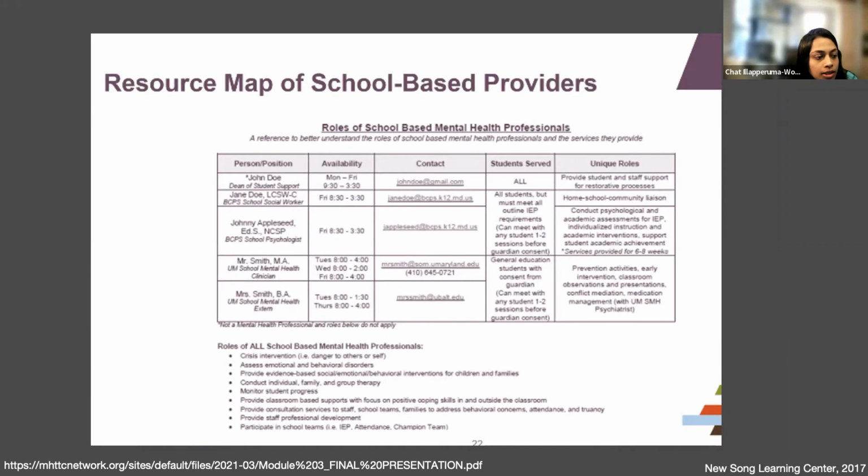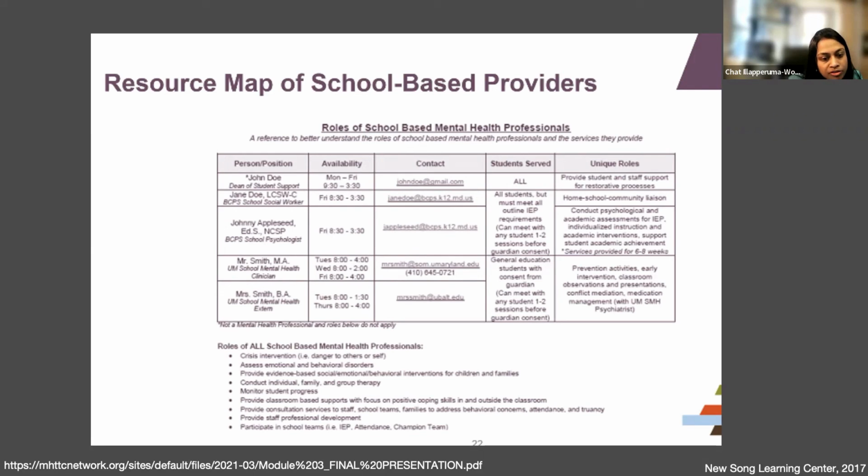So this is actually an example of a resource map. This resource, the roles of school-based mental health professionals, was developed by the National Center for School Mental Health. It really highlights the availability, contact information, and the unique roles of each service provider. This adds to what I spoke about before. You can include their contact information, their hours of service. Here you see availability, email addresses. Not everyone uses email, so maybe include a phone number, just to make it very accessible to our families.